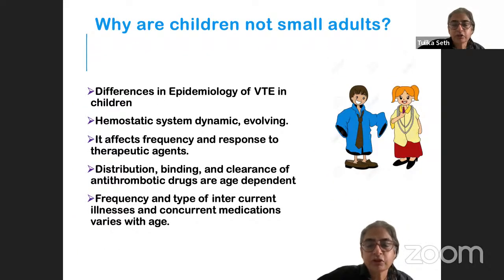So it's important to remember that children are not simply small adults. There are differences in the epidemiology of venous thromboembolism. There are also differences in the hemostatic system in children, because we know that in the newborn period, even the levels of protein C, protein S, antithrombin are different. The responses to the anticoagulation drugs are also different because of the distribution and binding and clearance. And so we really need to be able to have studies that are based on children, so that all of the interventions we do are evidence-based.